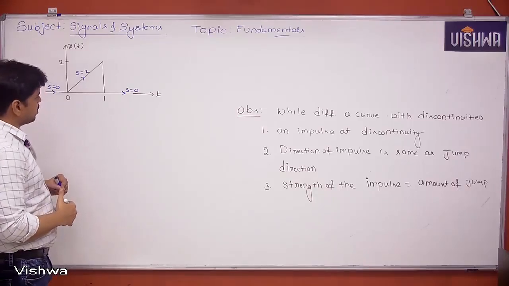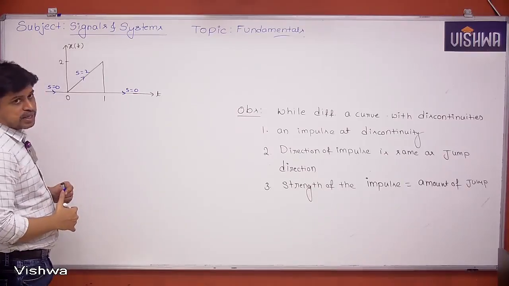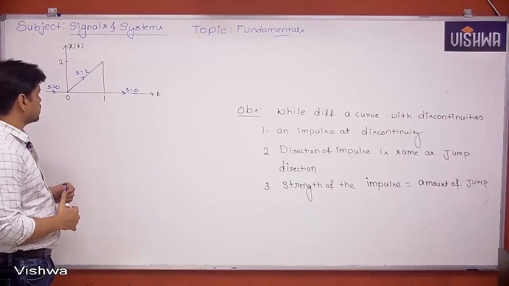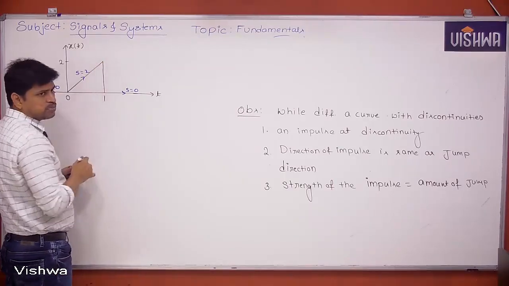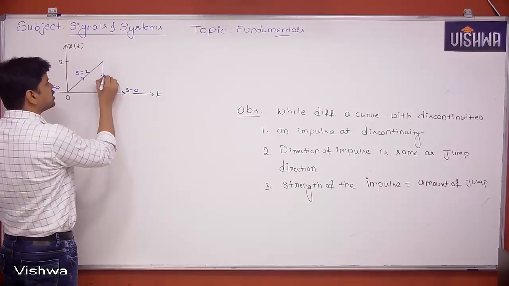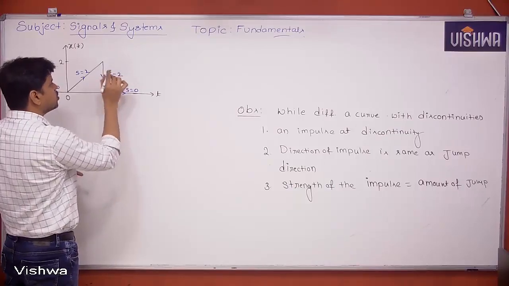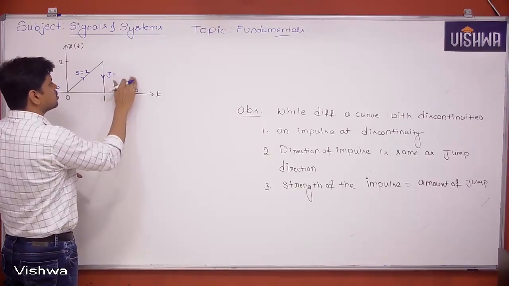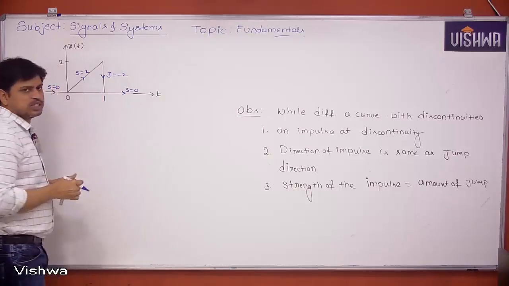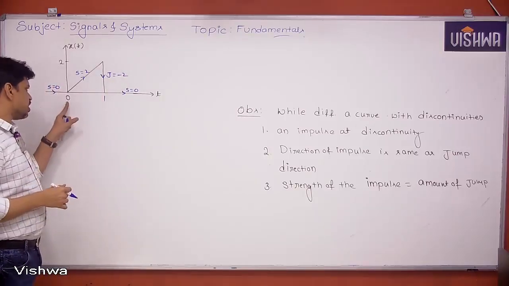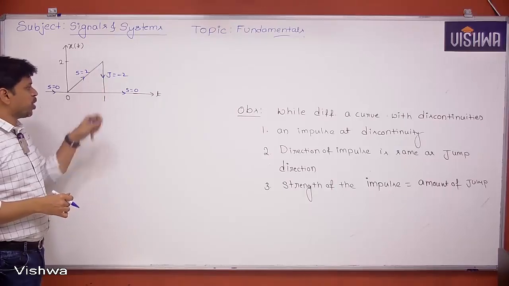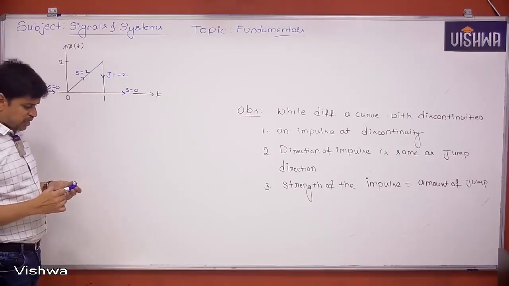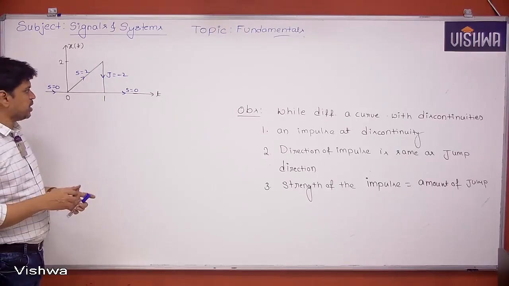But if you observe carefully, at 1 there is something else happening. There is a sudden jump from 2 to 0. That means it is having a jump also of 2 units, minus 2 units. That means 0 is the corner point, 1 is the corner point. But 1 is also a point of discontinuity. So wherever there is a discontinuity point, we have to write a step function.